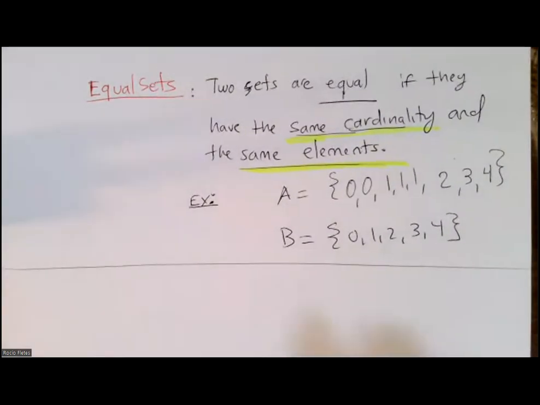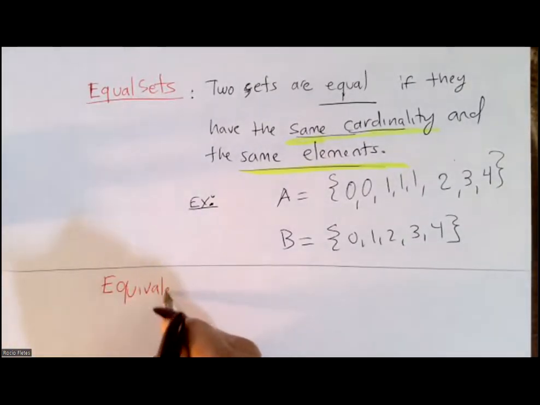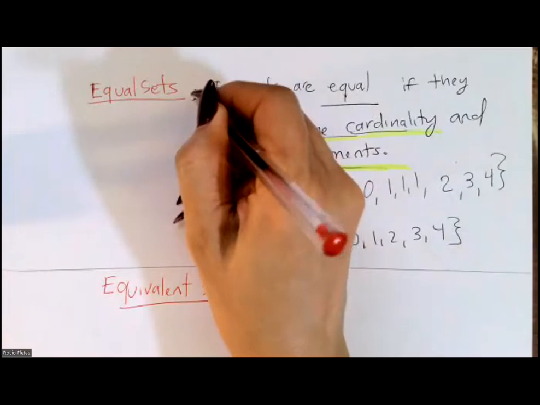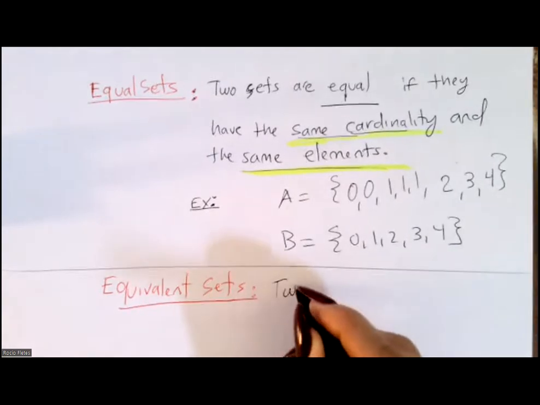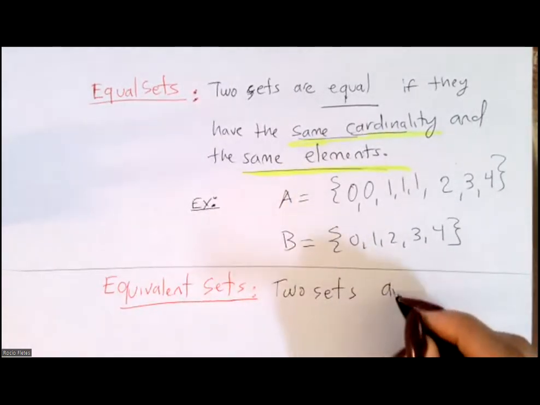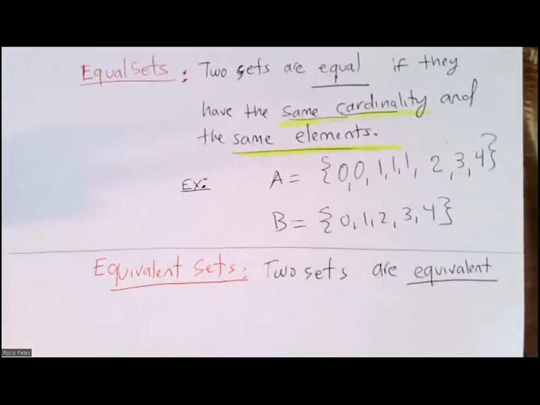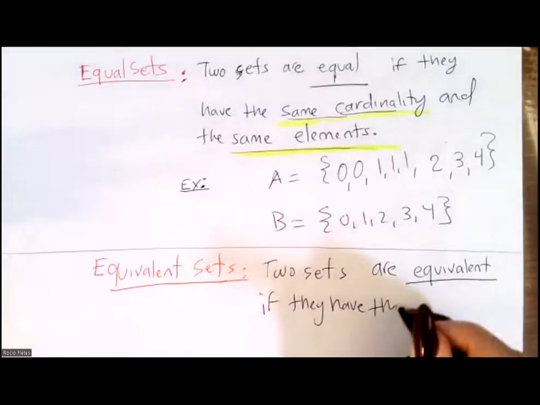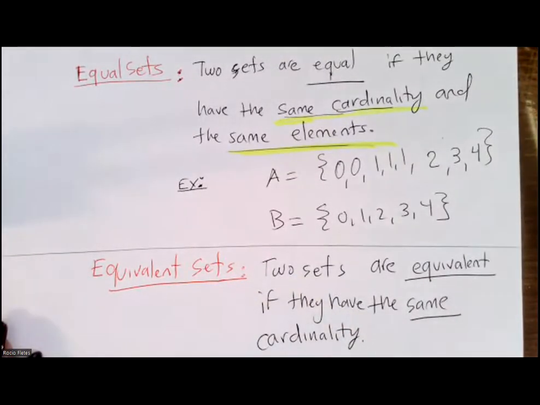Now, what about equivalent sets? That's not equal sets. So equivalent sets: two sets are equivalent if they have the same cardinality. That's all they have to have. Two sets are equivalent if they have the same cardinality.